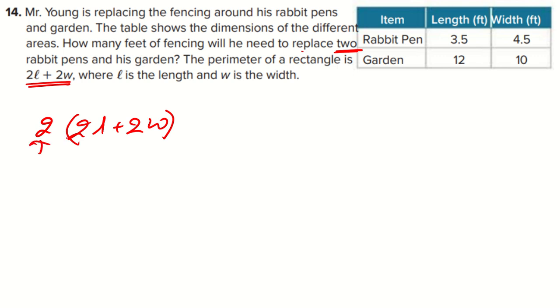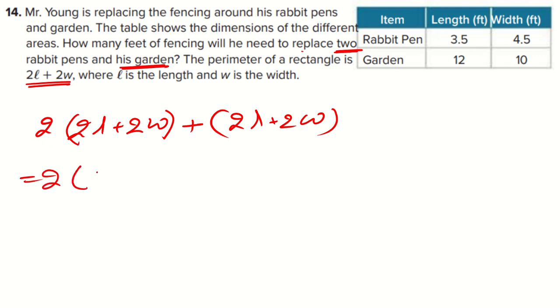Because I have multiplied by 2. Why? Because he is making 2 plus in his garden. So for the garden it will be only one time. So 2L plus 2W. Just write the value here. So this is 2 multiplied by 2L.